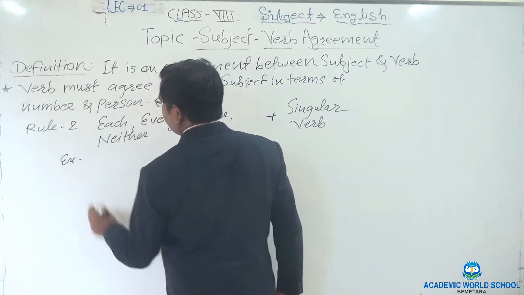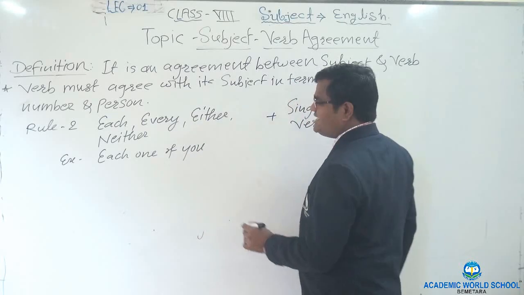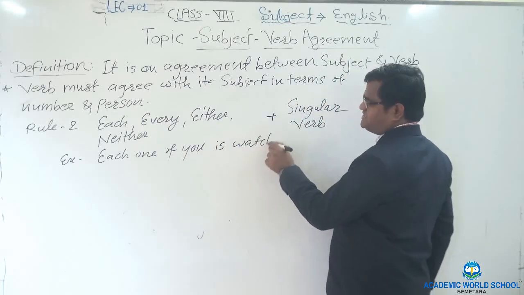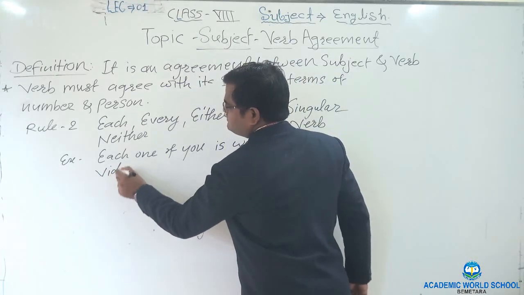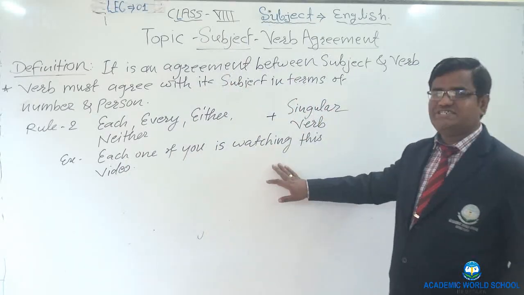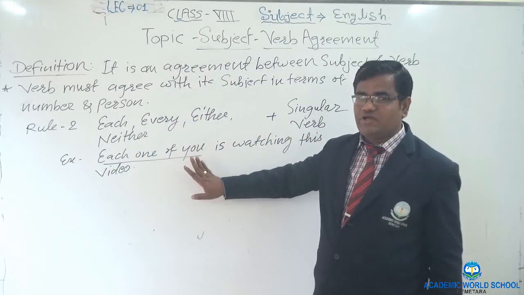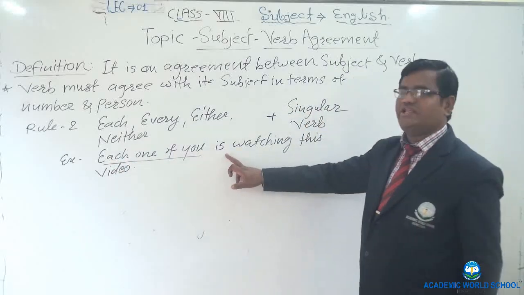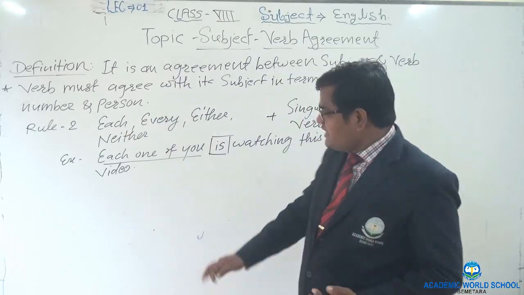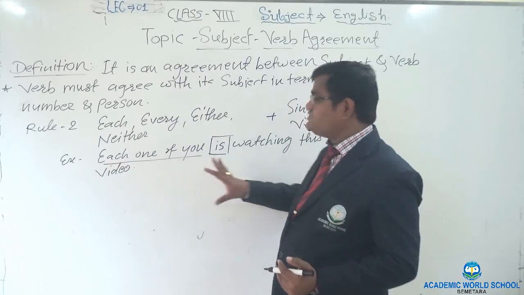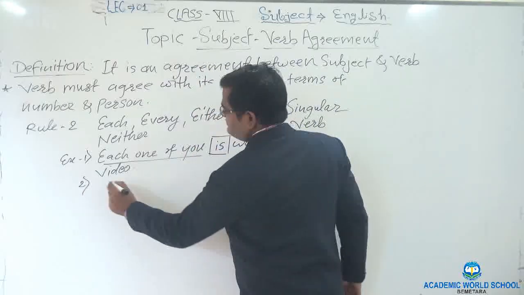Example one: each one of you is watching this video. Here the subject is each one of you, so we don't have to look at you, just look at each, and accordingly use the verb is. Though we are talking to many at a time, still individually we are considering them as if we talk to them individually.